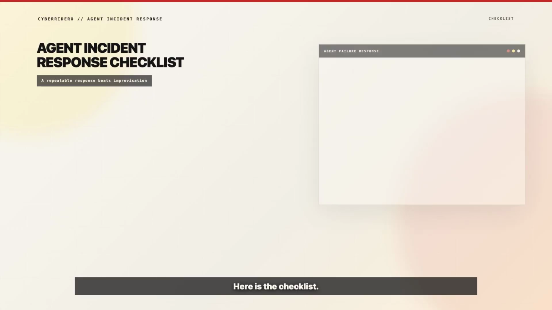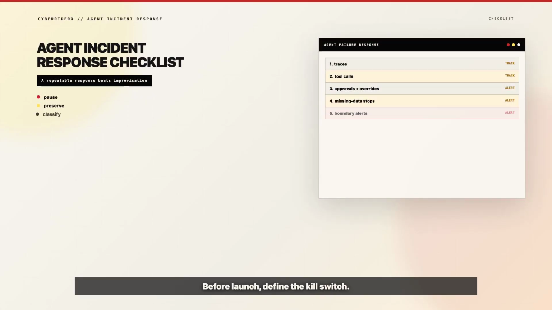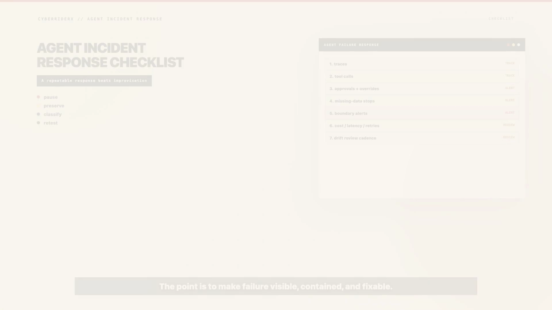Here is the checklist. Before launch, define the kill switch, log full traces. Version prompts, tools, policies, and configurations. Define failure categories. Track blast radius. Create rollback paths. Keep high-risk actions behind approval gates. Turn incidents into regression tests. Relaunch gradually. And review the response itself. The point is not to pretend the agent will never fail. The point is to make failure visible, contained, and fixable.